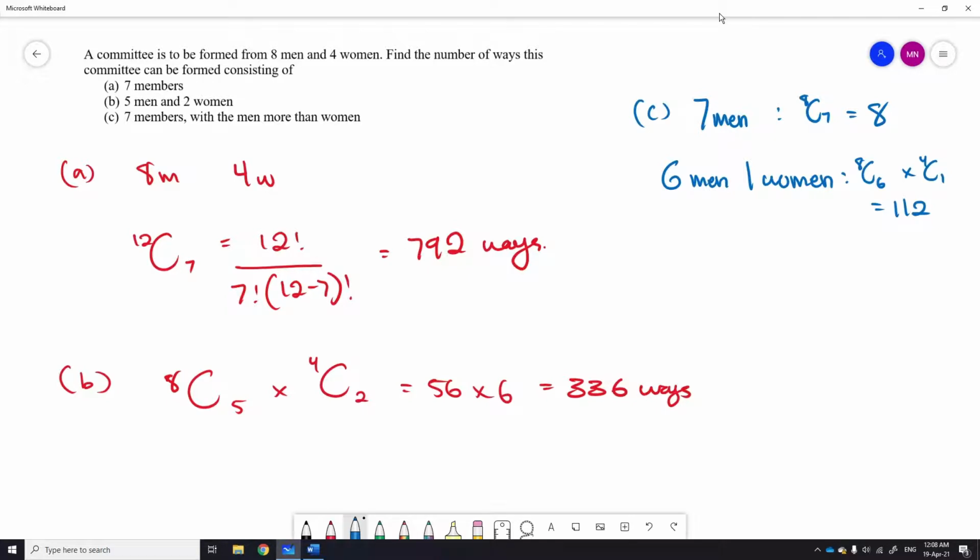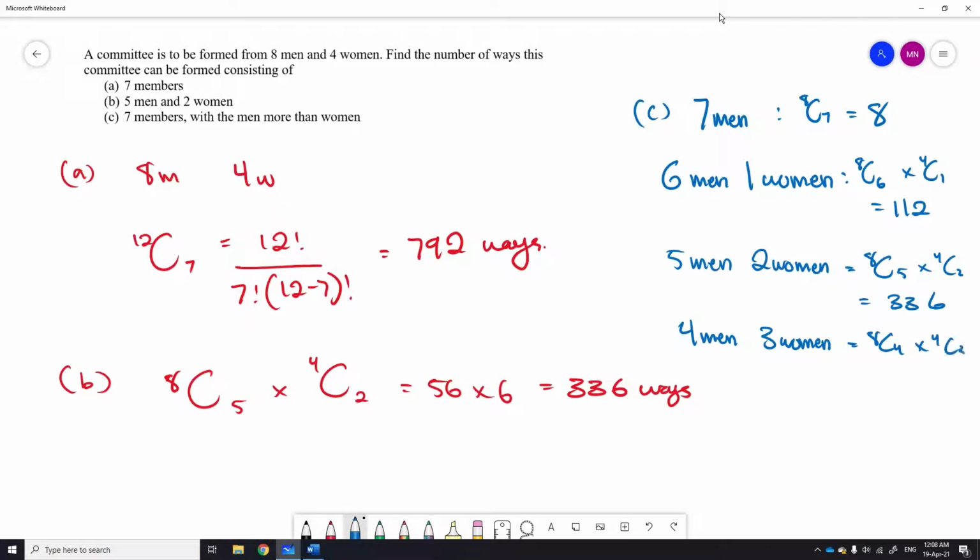Okay, then next we could have 5 men and 2 women. Still following the condition. So 8C5 multiplied by 4C2. So then we have 336. And another situation where 4 men and 3 women, equal to 8C4 multiplied by 4C3. So that is equal to 280.